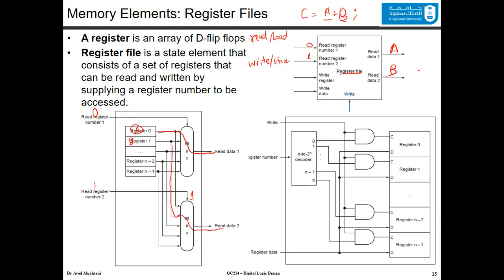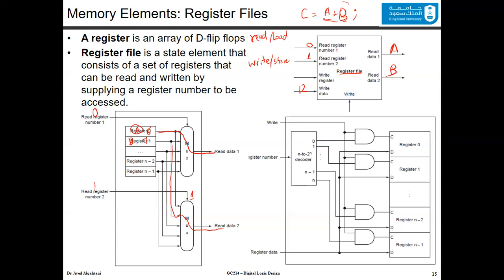Now after this, another block does the computation, and then it wants to store the result of the addition of A plus B. Let's say A is 5 and B is 7. So the addition of them is 12. So the result 12 should be saved inside the register file. So there will be another block, usually the ALU, that will do the computation and give you the result here in the write data, which is going to be 12.